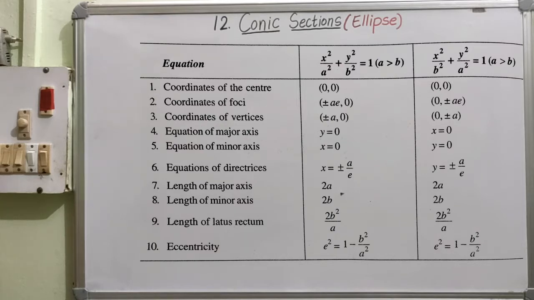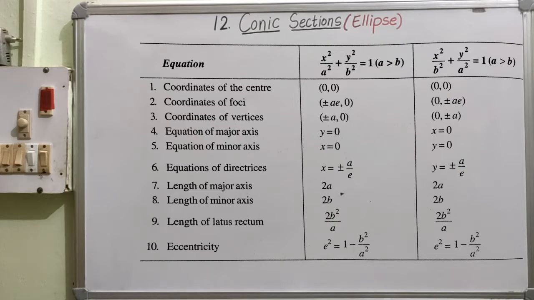Then the coordinate of foci, as you can see, is (±ae, 0) if it is horizontal. If it is vertical, then the values will swap: the x will become y and y will become x. And this ae is also equal to c. So sometimes the coordinate of foci we can also write as (±c, 0). And then for the vertical, it will become (0, ±c), because the value of c is equal to ae. So this is the table that you need to have always in front of you when we are solving the question.